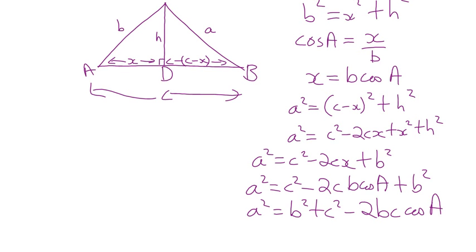So if angle A were 90 degrees, what's the cosine of 90 degrees? 1. Try again. What's the cosine of 90 degrees?